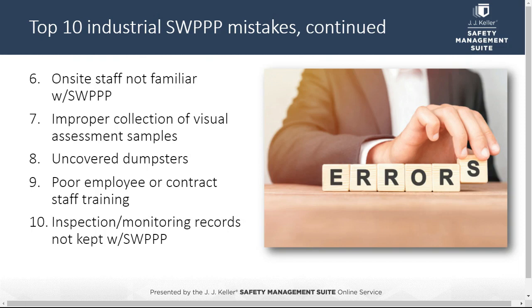All right, number 6, the EPA found the on-site staff was often not familiar with the SWP. A common permit requirement is that at least one employee per shift is familiar with the stormwater program and has access to the relevant files. Too often, EPA found this was not the case.